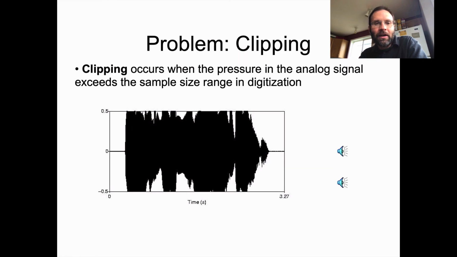Okay, so one problem you can get if you don't make your quantization range as big as it should be is called clipping. That's when the pressure in the original analog signal of a sound exceeds the sample size range in digitization. You see this easily in a waveform because the tops and bottoms of the periodic waveform are getting sliced off by the digitization process, so it looks basically flat at the top when it should be a nice up and down curve. You can kind of hear that in this sample.